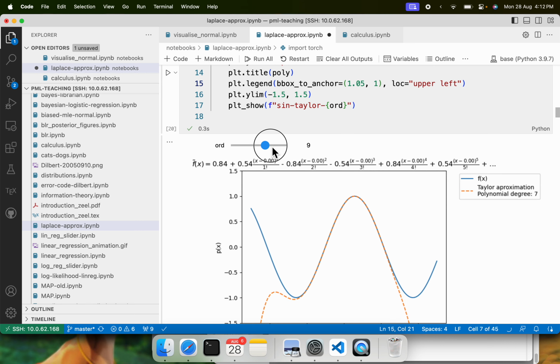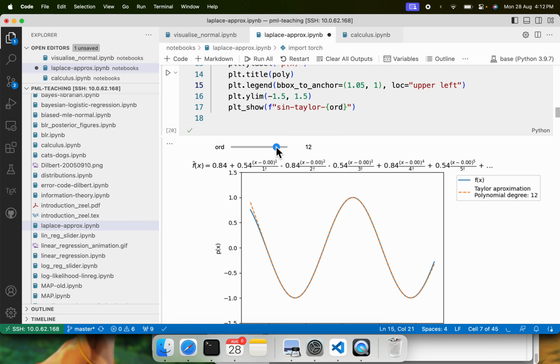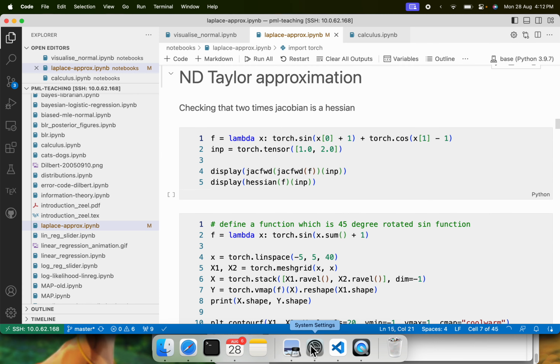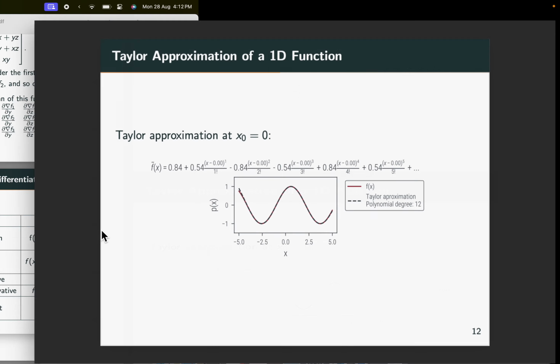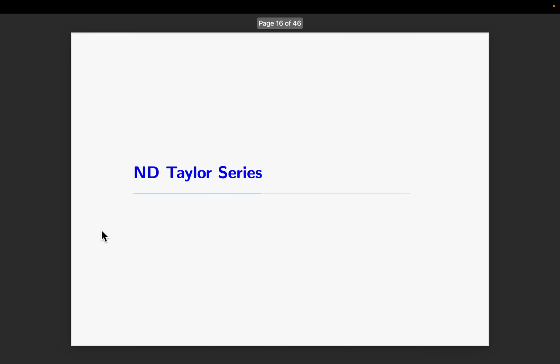Okay, so now we have seen till 12 already, right. So, there are only very minor changes which happen near the extremities, right. So, if we increase the range a little bit, we will see some improvement still. So, this was for 1D series.